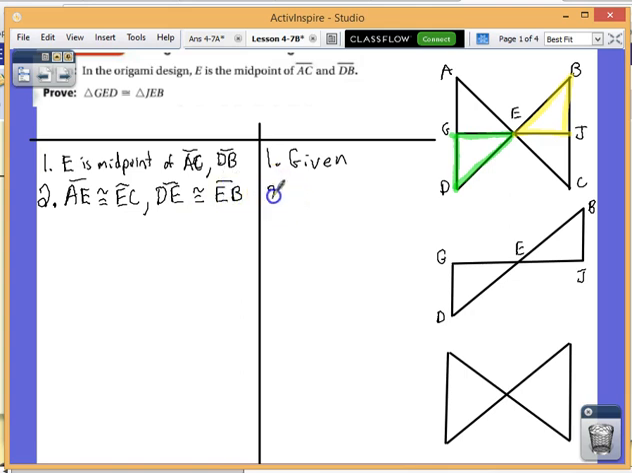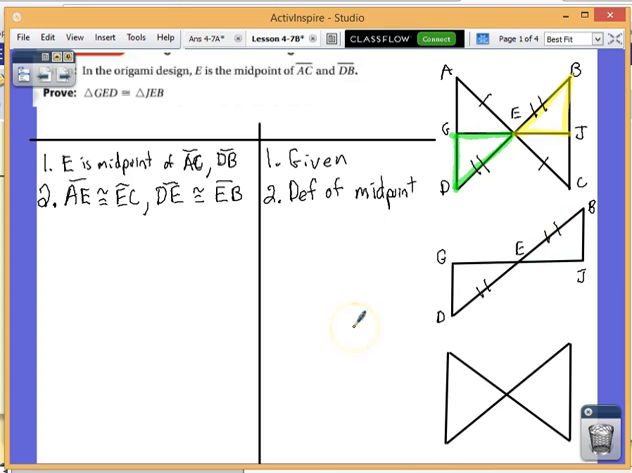And that is by what? What reason did I just use there? Definition of what? Well, definition of a midpoint. Yeah, midpoint and bisector are kind of the same thing. But you're okay. All right, so definition of a midpoint. So now I've got something I can mark on my drawings. I can mark AE congruent to EC. I can also mark DE congruent to EB. And in fact, DE congruent to EB will get marked down here.